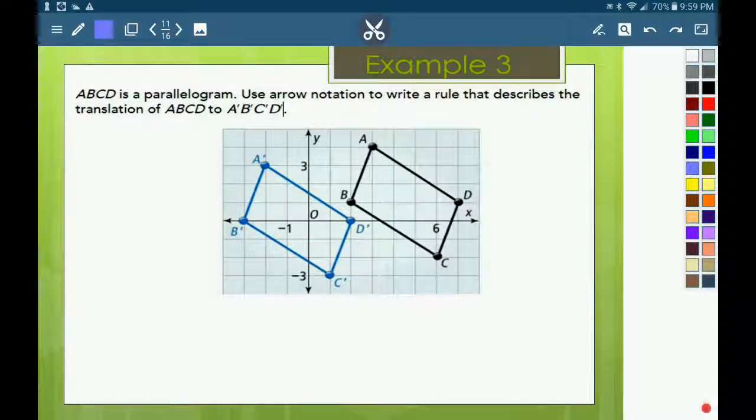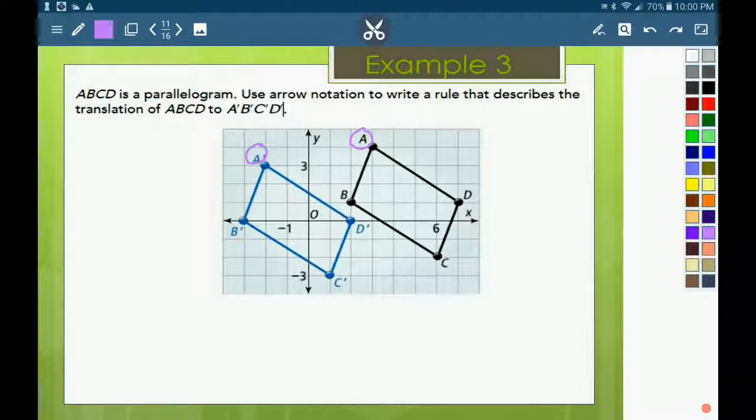It says ABCD is a parallelogram. Use arrow notation to write a rule that describes the translation of A, B, C, D to A prime, B prime, C prime, D prime. So first I'm going to take note of how many units and in what direction you have to go from A to A prime. And then I'm just going to double check that from B, C, and D. Now be careful. The leftmost figure is not always the pre-image. If you notice, the blue figure has all the primes on it. So that's the image. That's where it's moved to. It's moved from the black image.